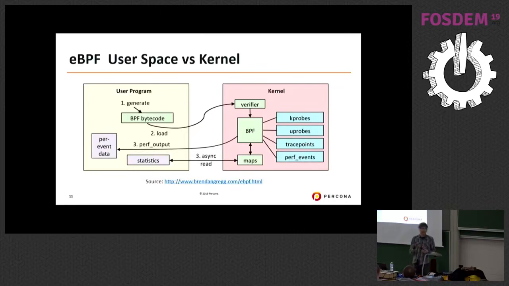eBPF has support both on the kernel side and on the user side. In this case, I have an image from a wonderful resource by Brendan Gregg. If you are interested in eBPF on Linux and using it and its tools, Gregg's website has an absolutely fantastic resource, with very nice illustrations. What we can see is that one way or another, we will have a user program generate bytecode, which will be verified by the kernel. Through BPF, it can connect to the different interfaces in the kernel, from kprobes, uprobes, tracepoints, to perf events.